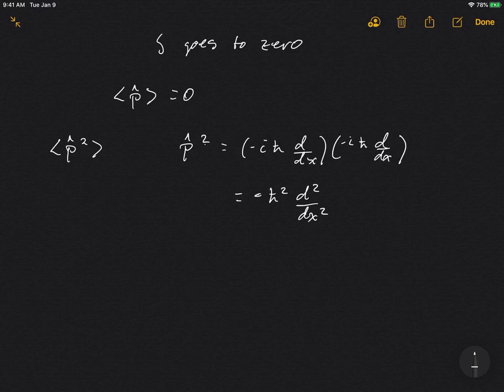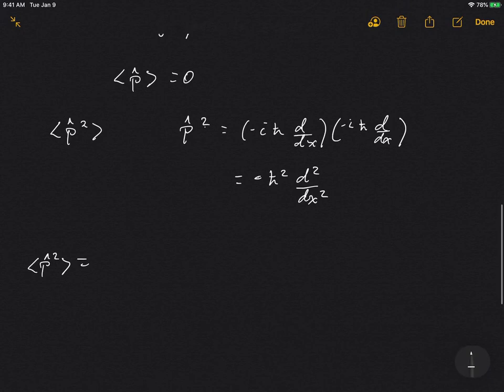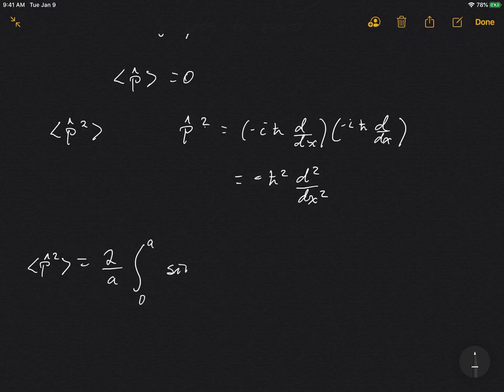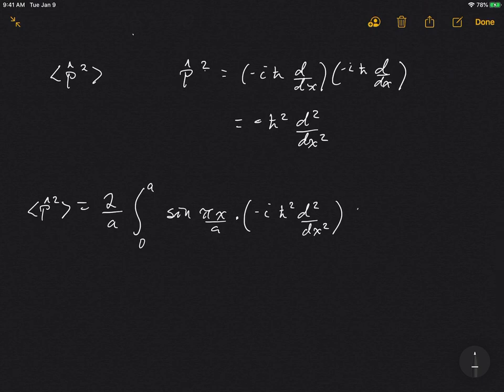And we go ahead and put that inside and make our operator sandwich again. And the integral is going to be 2 over a, right? Those are the normalization constant parts. Integral from 0 to a of sine pi x over a, and then we're going to have this minus times minus i h bar squared d squared dx squared acting on sine pi x over a dx.